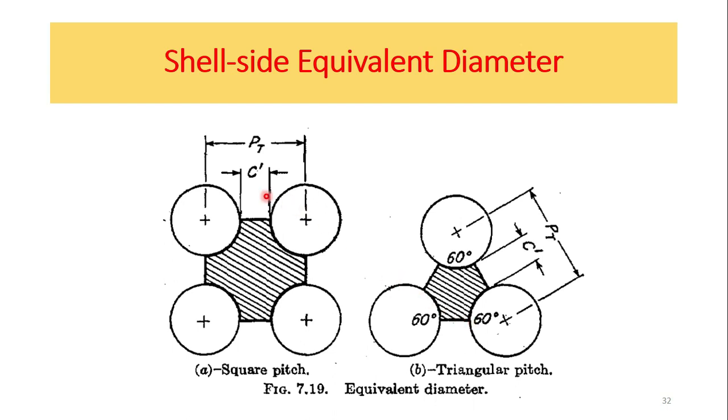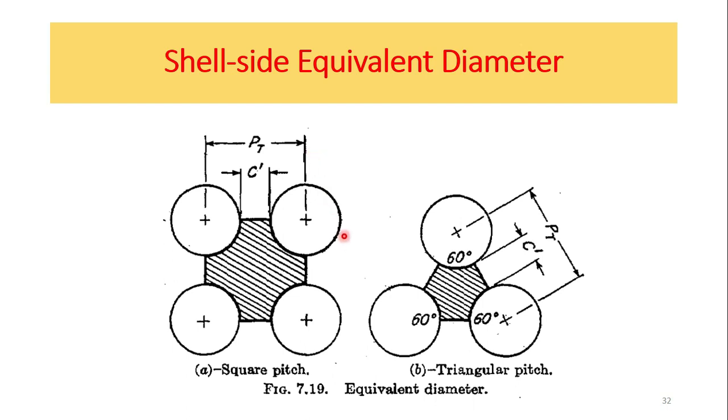So the distance between the tubes, right? So this is one tube, the center, and this is the outer diameter of one tube. This is the outer side of another tube. So the space between these 2 tubes is known as C dash, or sometimes C, which is known as clearance. The second thing is the pitch, the distance from the center of one tube to another tube center. So this distance is known as the pitch, right?